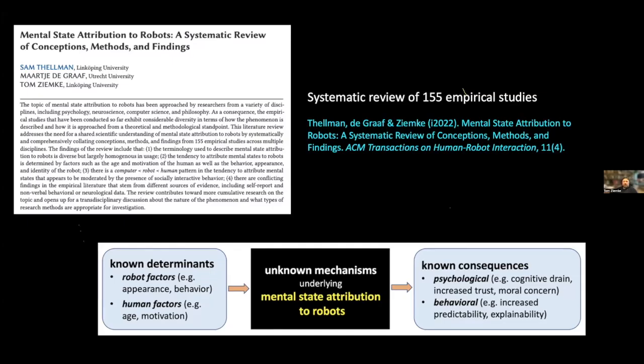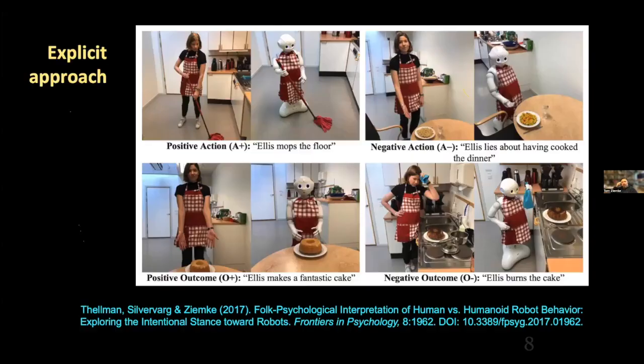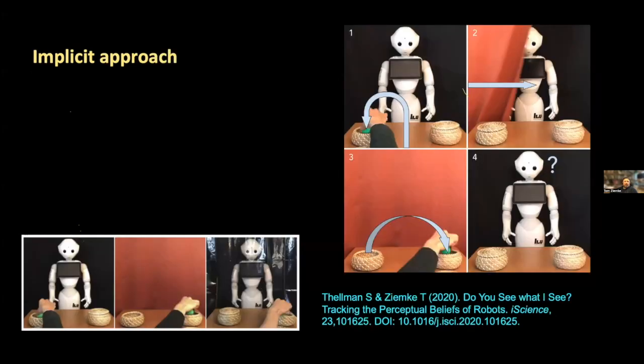I can quickly illustrate some of our own empirical work on this. This is some work from 5 years ago, where we asked people to explicitly interpret and describe the behavior of both humans and humanoid robots. And one thing that we found was that they described humans and robots in very similar terms. In that case, you could, of course, say, okay, but you're asking them in terms of human language, so of course they will describe them in human-like terms.